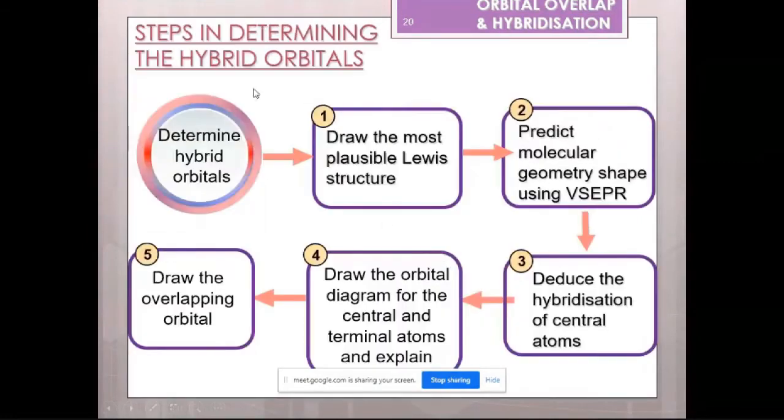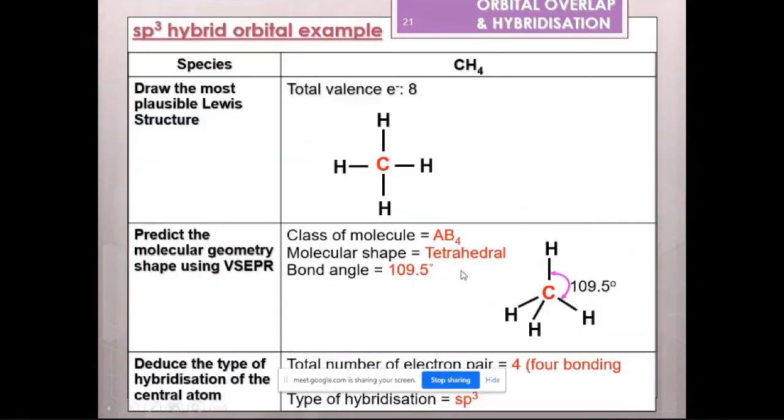Okay, so again, draw this structure, predict the molecular geometry, hybridization of the center. Start to draw the orbital diagram for the central and the terminal atoms and explain. Draw the overlapping. So I think step 1, 2, 3, no problem. Part 4, if you can understand part 4 clearly, no problem for part 5. Okay, I think everyone here can understand. Restructure molecular geometry, predict the hybridization. 4, tetrahedral, sp3.